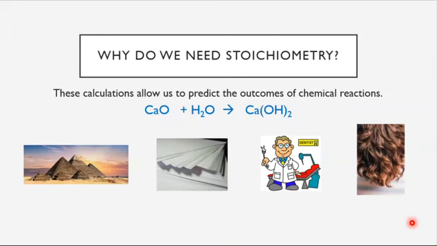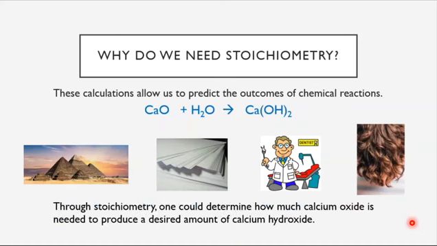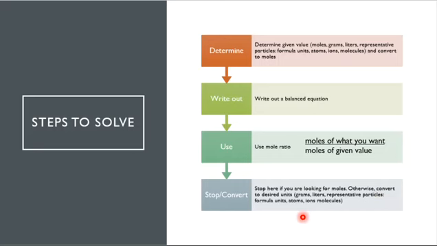So this is an example of an industrial process. Through stoichiometry, through these calculations, we can determine how much calcium oxide, how much of this reactant would be needed to produce a desired amount of calcium hydroxide. So in doing these calculations, there are certain steps to solve. So the first step I would start with is to determine the given value in the problem.